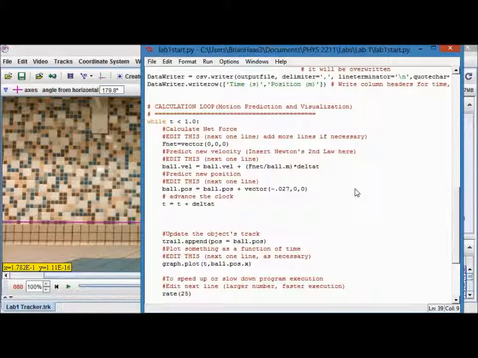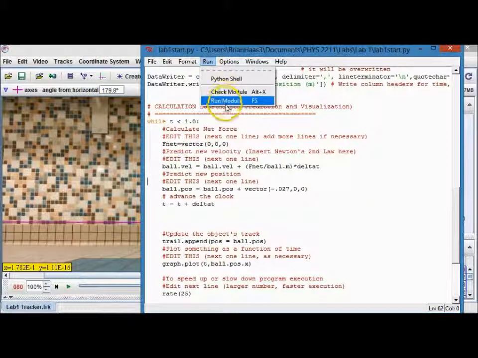This is the calculation loop of my code. You can see that while time is less than 1 second, this loop will run to determine the position of the ball. The net force acting on the ball is equal to the vector 0, 0, 0, which means there is no net force. Using Newton's second law, we can see that the ball's final velocity is equal to the ball's initial velocity, since no net force cancels this side of the equation. The ball's position is equal to the ball's initial position plus the vector negative 0.027, which is the velocity.